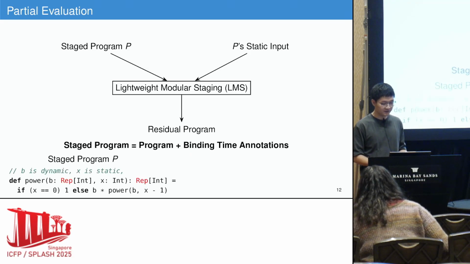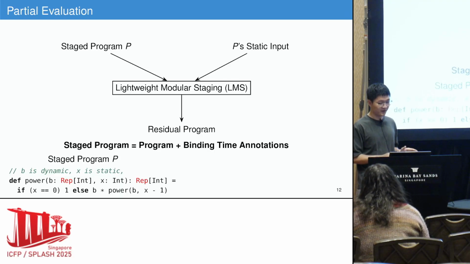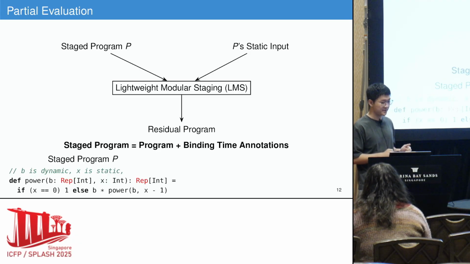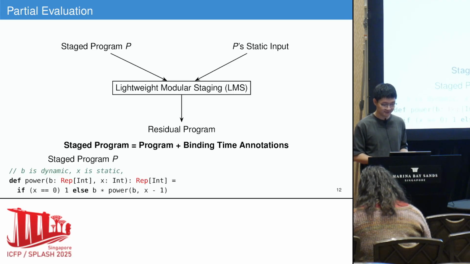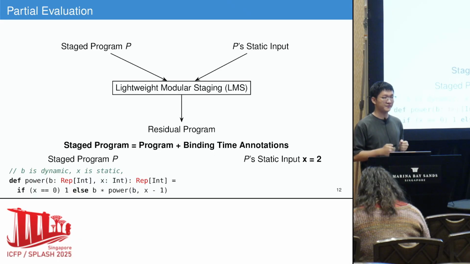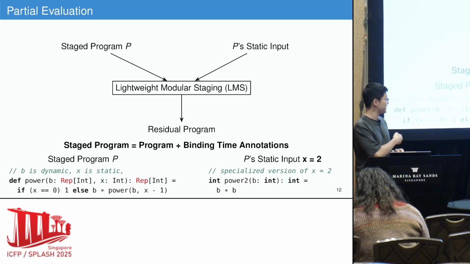Here on the left is a function that computes b to the power of x. When the exponent x is known in advance, we can specialize this function with respect to x. So we mark b as dynamic input with wrap and leave x as it is. In this way, if we apply partial evaluation to a specific x, for example, if x equals 2, then we can get a specialized version of the power function in C++ that only takes b as input and calculates b squared. Remember that the residual program is in C++.